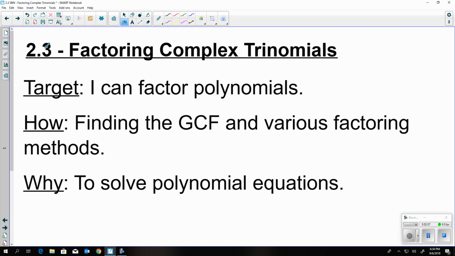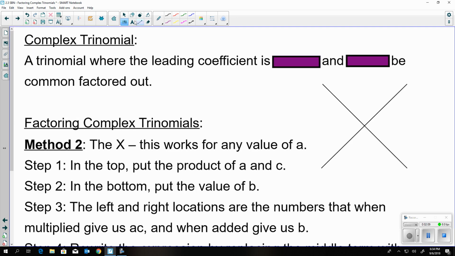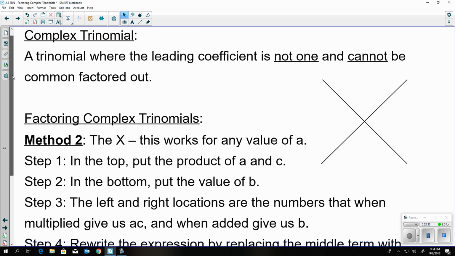All right, so we are factoring trinomials, complex trinomials. So that is when your lead coefficient, that's the number in front of the variable with the highest exponent, is not 1. That's your lead coefficient. So when it's not 1, and you can't factor that out to make it 1, I call this method the X method. Really, I just made it up.